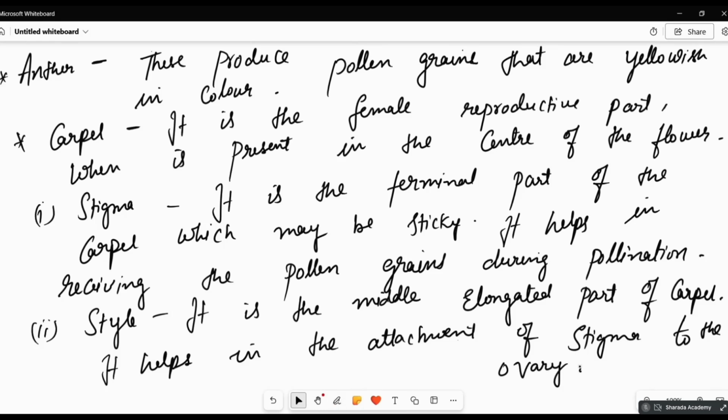Okay. So in the carpel, we have the three parts: stigma, style, and the ovary. Stigma is sticky in nature, which helps in receiving the pollen grains. And style is the connection, the middle elongated part. It's like a pipe-like structure, which connects the stigma and the ovary.